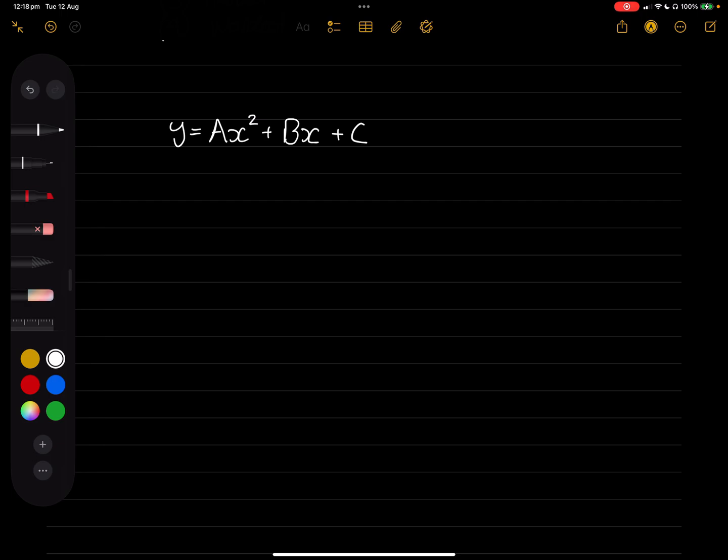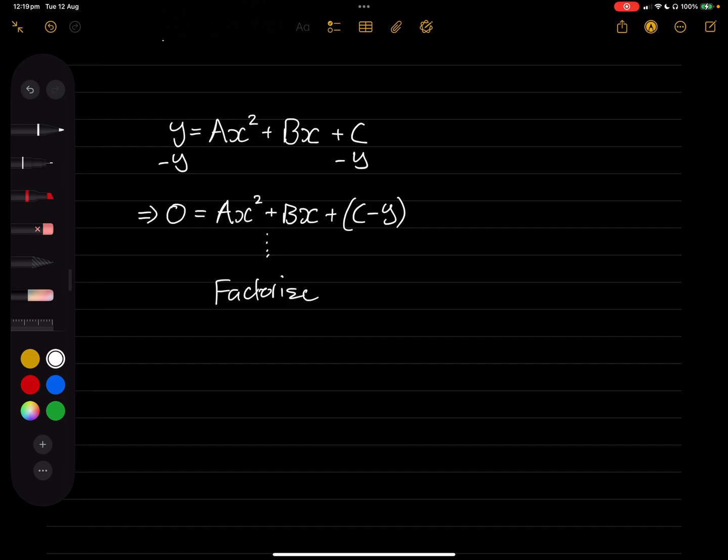So if we have an equation of this form, what we need to do is rearrange it so it's equal to the number 0. So we're going to minus y from both sides. In this case, y has to just be a number. This gives us 0 is equal to ax squared plus bx plus bracket c minus y. This is where c minus y is just some number. And then you are going to factorize.